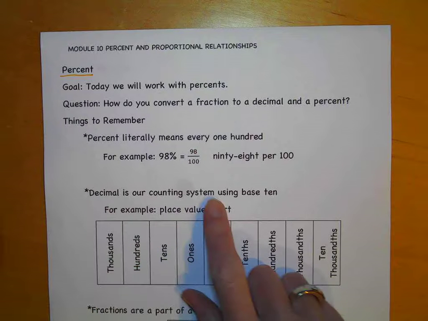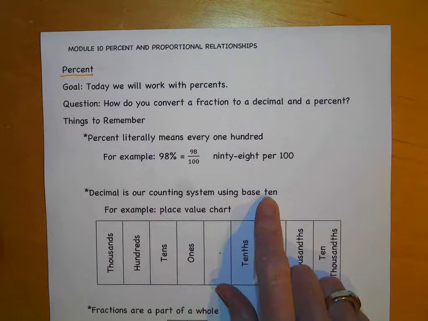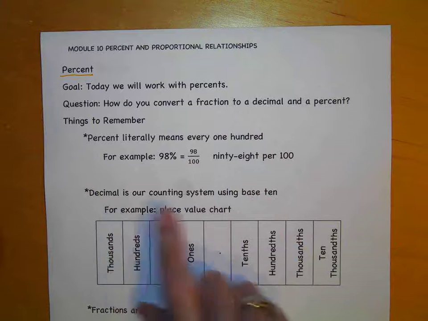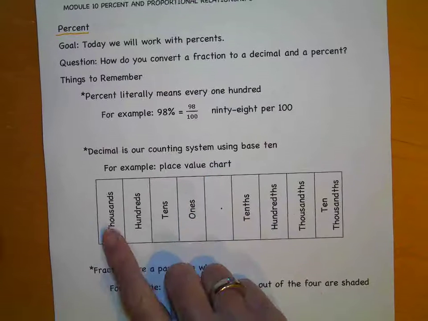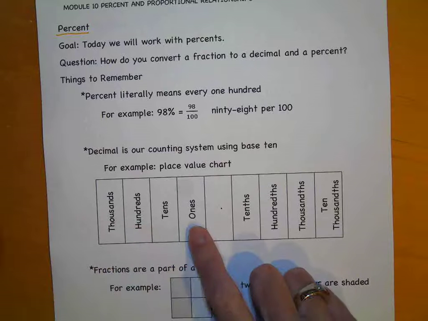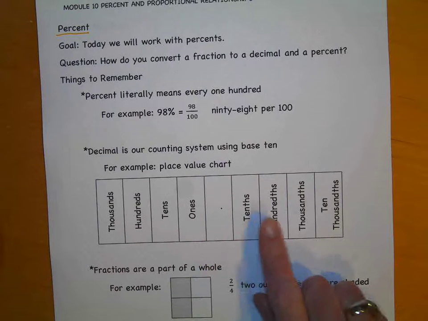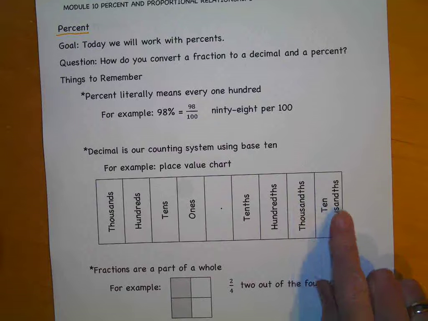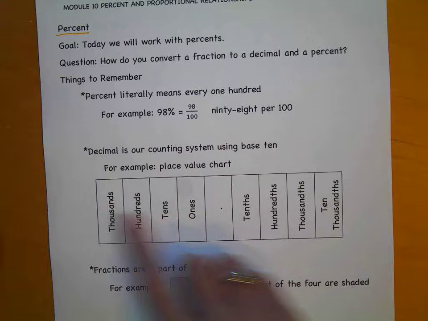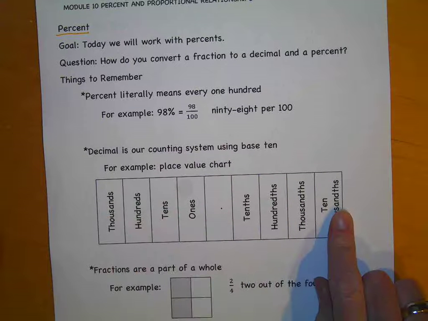Decimal is our counting system, and we use base 10. An example of this is a place value chart. If you look at our base 10 system, we have thousands, hundreds, tens, ones, decimal point, tenths, hundredths, thousandths, ten-thousandths. So this is what our decimal system works for.